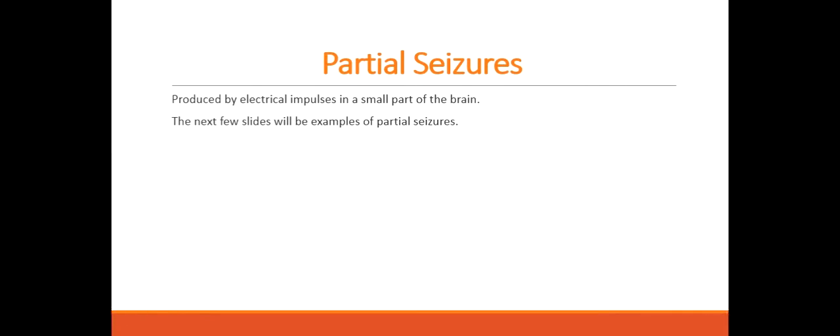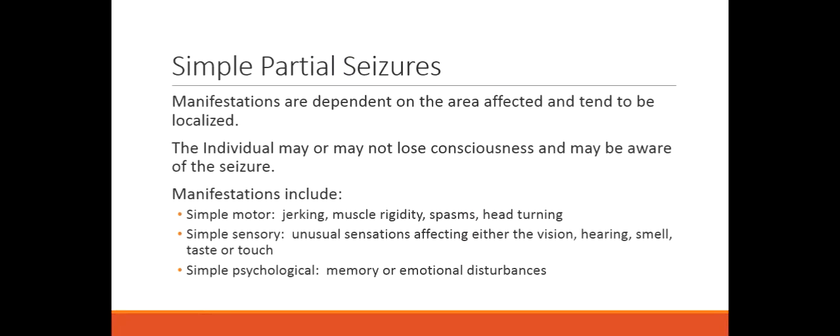Partial seizures. Partial seizures are produced by electrical impulses in a small part of the brain. The next few slides will be examples of partial seizures. Simple partial seizures. Simple partial seizure manifestations are dependent on the area affected and tend to be localized. The individual may or may not lose consciousness and may be aware of the seizure. Manifestations include simple motor, simple sensory, and simple psychological.